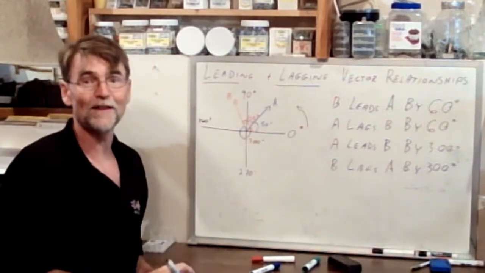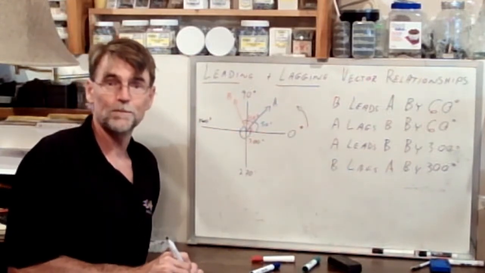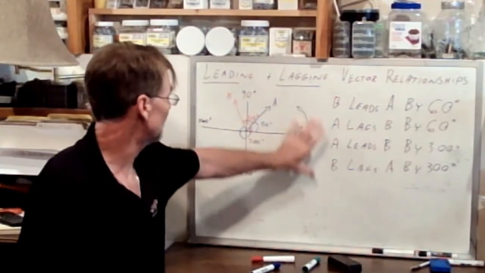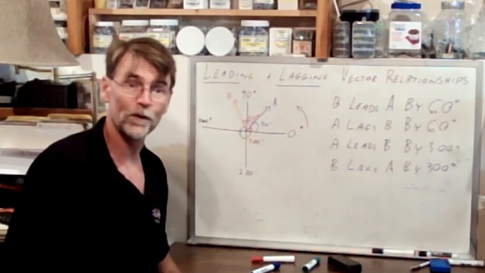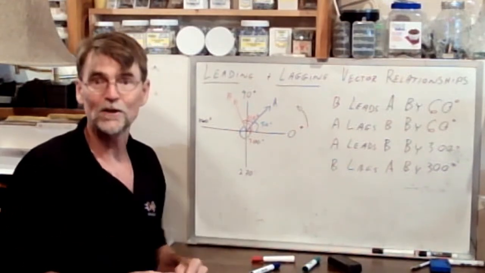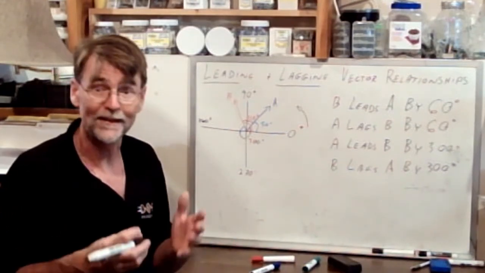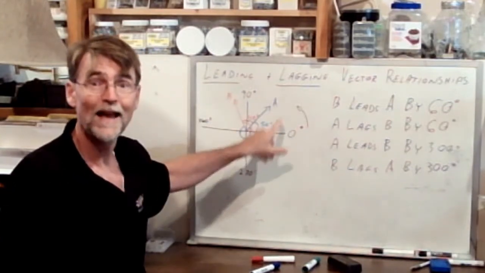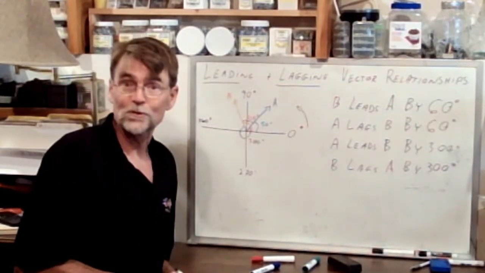So there are four different ways that we can state the vector relationship, the leading and lagging relationship between two vectors when we plot them like this. That concept is going to become really important as we move forward. When we get back into actual electrical circuits and we try to understand the exact nature of the circuit, this idea of phase shifting and leading and lagging will be central to the work that we do.